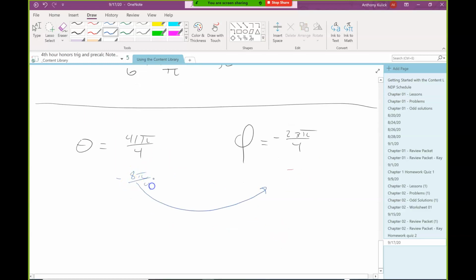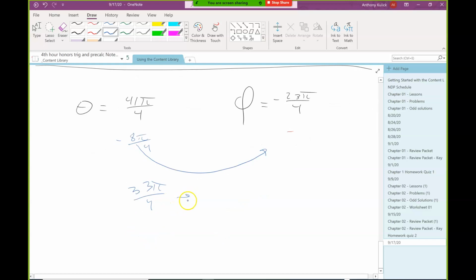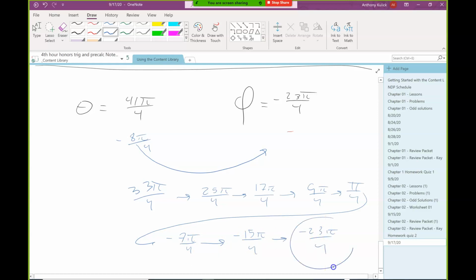8π/4. So if I do that, I have then 33π/4. And then it would go to 25π/4. And then 17. They should keep staying odd because we're subtracting an even from an odd. 9π/4. And then that's π/4. And then I have -7π/4, 15π/4, and then -23π/4. So they're coterminal. Does everybody feel okay with that?